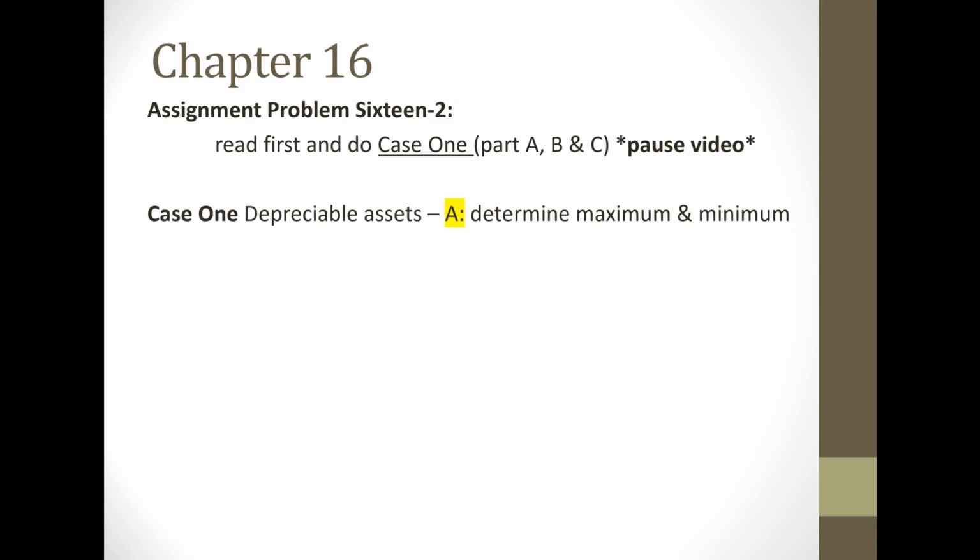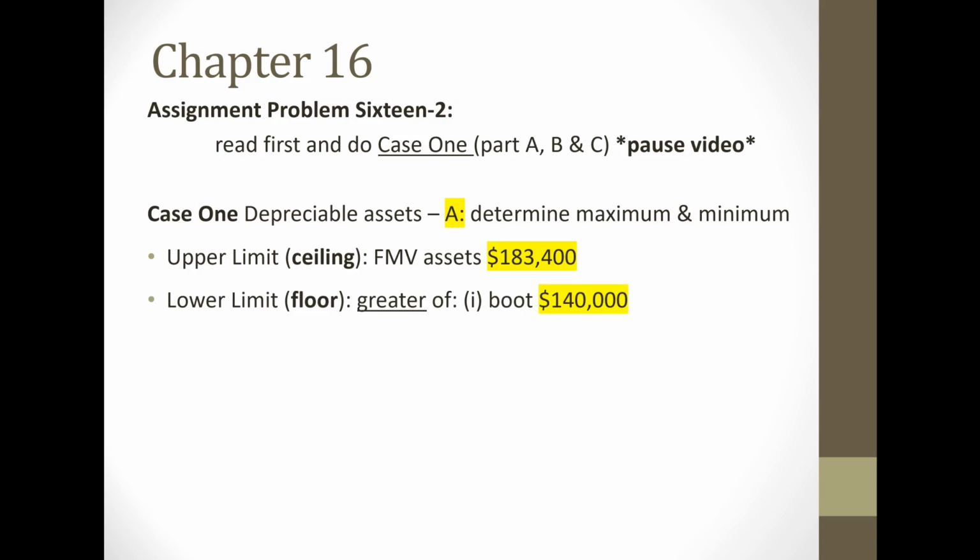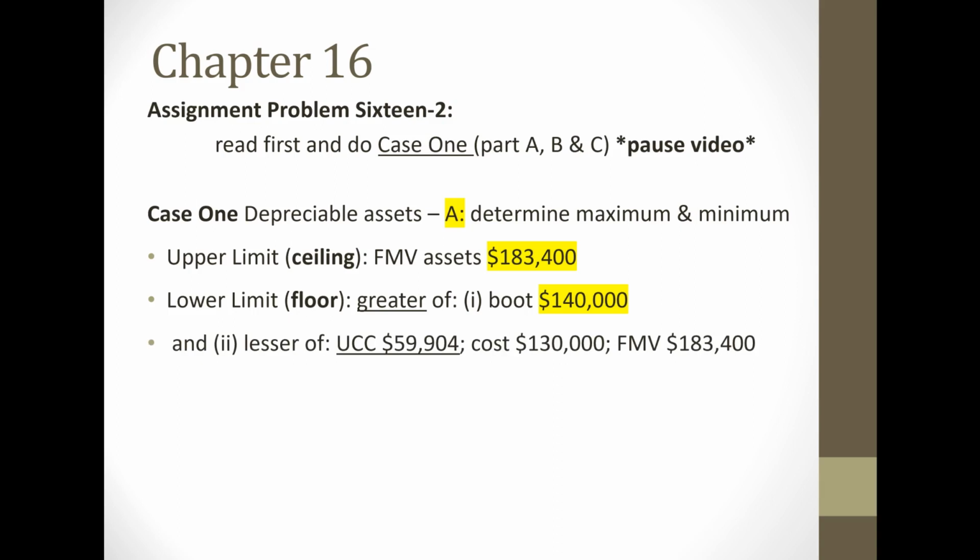Now, case 1, we're looking at depreciable assets. And part A, we need to determine the maximum and minimum values. Now, the maximum transfer value, the upper limit, is going to be the fair market value of the assets, which in this example is $183,400. Now, the floor, or the lower limit or minimum, is the greater of two amounts. The first amount is the boot or the non-share consideration, which is $140,000, and the second component is the lesser of three amounts. Now remember, for depreciable assets, it's the lesser of the UCC, the cost, or the fair market value.